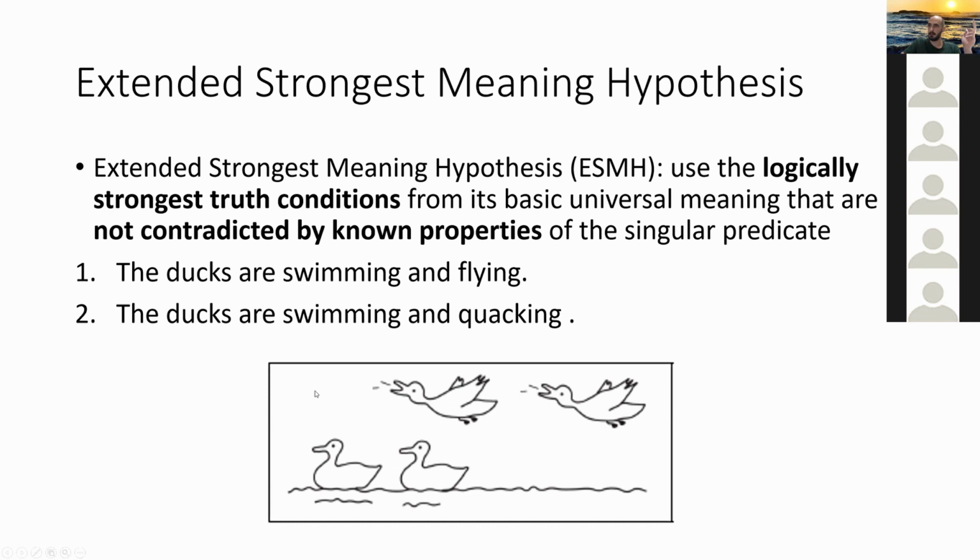So for example, you look at this picture here, there's two sentences that could describe it. One is that the ducks are swimming and flying, or that the ducks are swimming and quacking. The second sentence would not be able to apply to this picture because of this hypothesis, because it contradicts the thing, which means that it can't be swimming and flying at the same time, unless there's like two different sets of ducks.